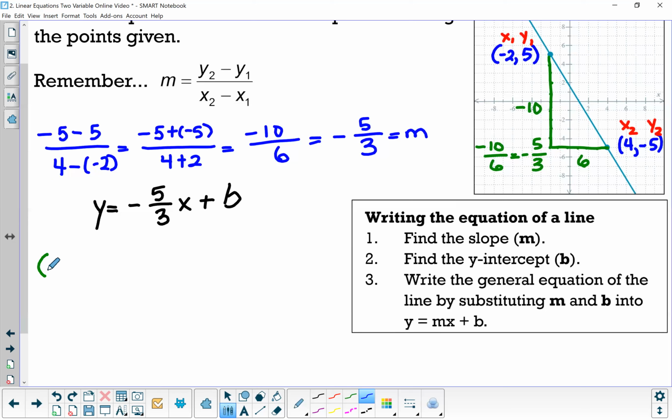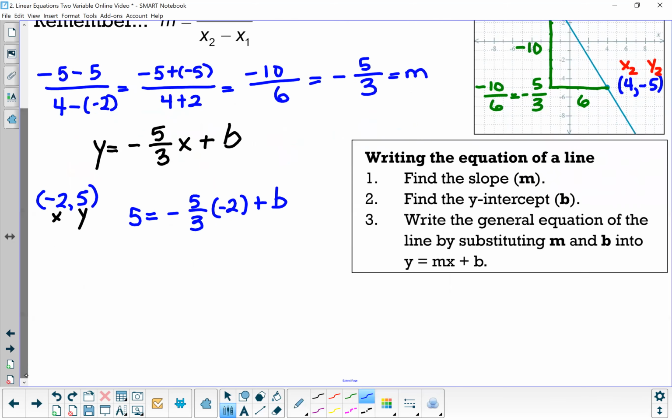Okay, I want to use blue. There we go. -2, 5. I'm going to make -2 the x, 5 our y. Now let's substitute that into the equation here. y equals -5/3 x plus b. So we get 5 equals -5/3 times -2 plus b.